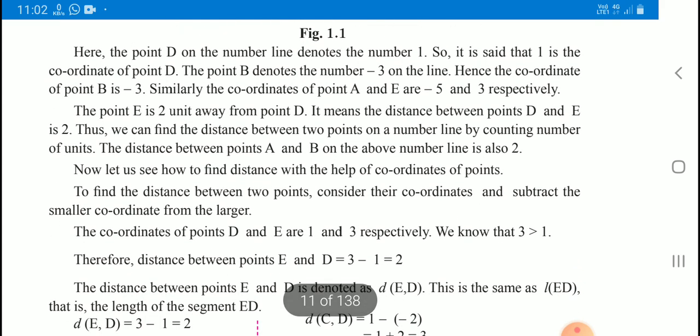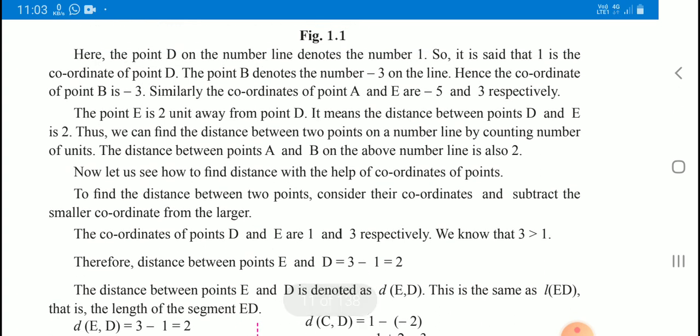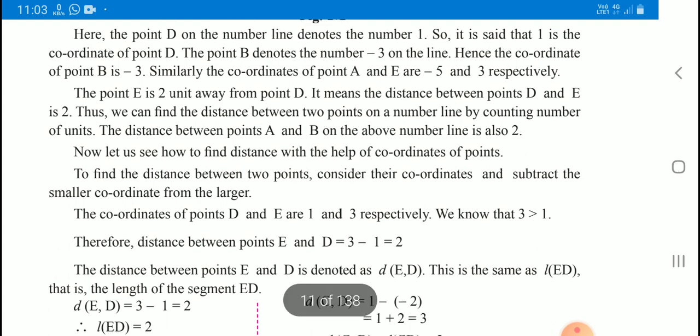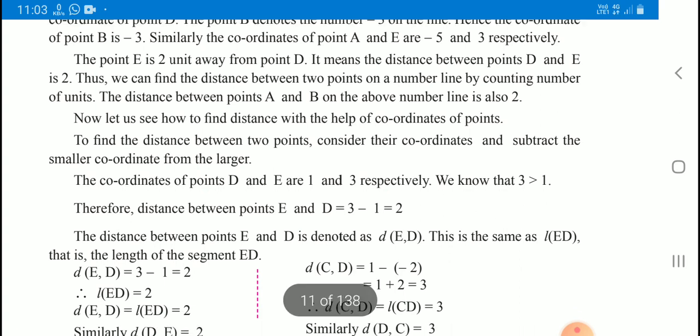Now let us see how to find distance with the help of coordinates of a point. Whatever I explain now, I will read from your book. To find the distance between 2 points, consider their coordinates and subtract the smaller coordinate from the larger. The coordinates of points D and E are 1 and 3 respectively. We know that 3 is greater than 1. Therefore, the distance between E and D is equal to 3 minus 1, which is equal to 2.